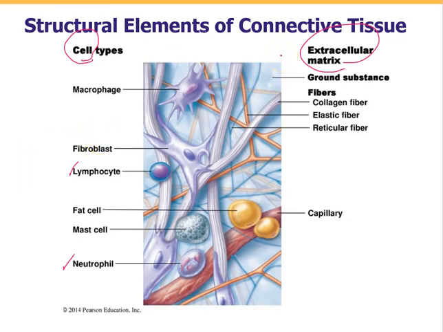What about the extracellular matrix? The extracellular matrix means everything found around the cells, which is composed of the ground substance and fibers.